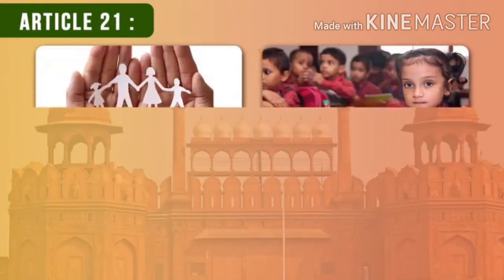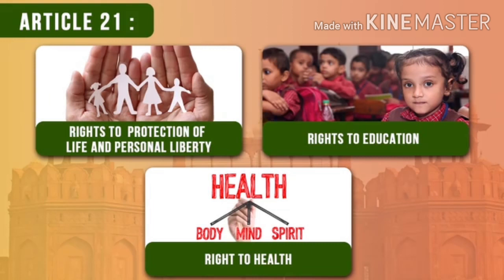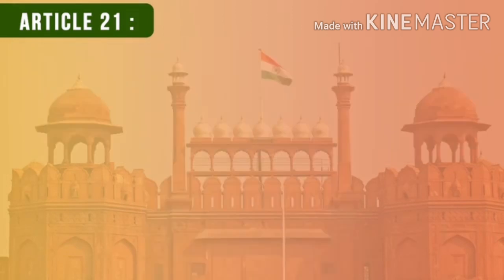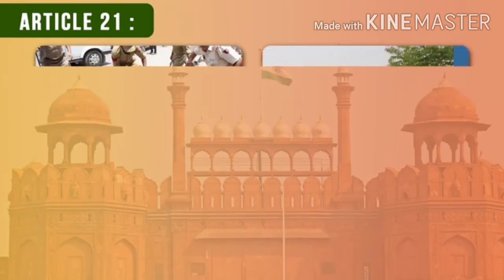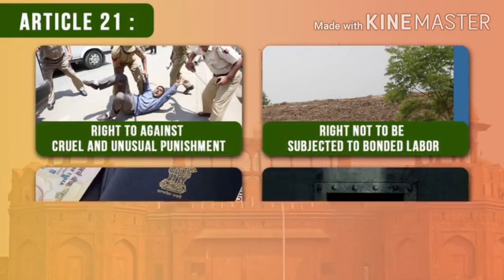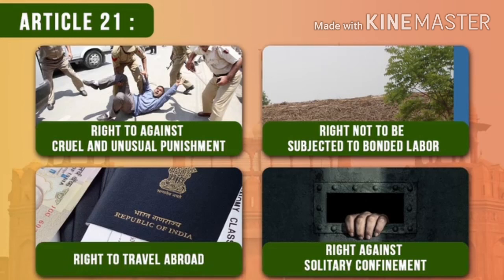Article 21. Protection of life and personal liberty, right to education, right to health, right to environment, right to shelter, right to privacy, right to speedy trial, right of the prisoners, right to legal aid, right against cruel and unusual punishment, right not to be subjected to bonded labor, right to travel abroad, right against solitary confinement.